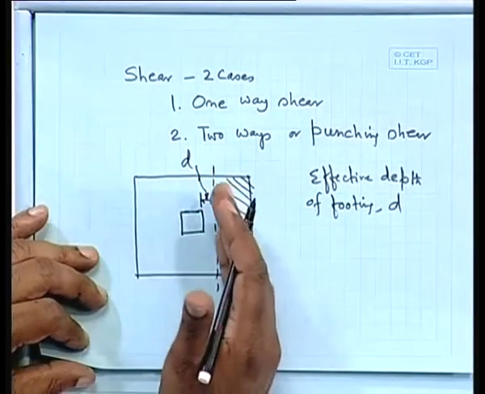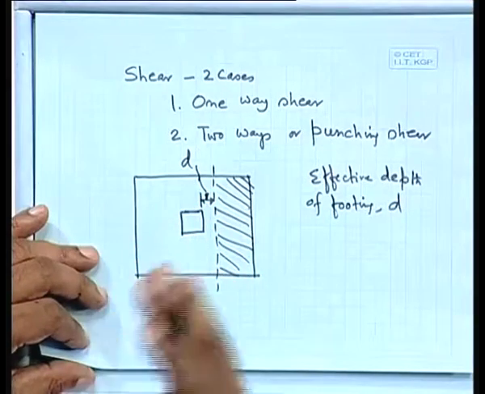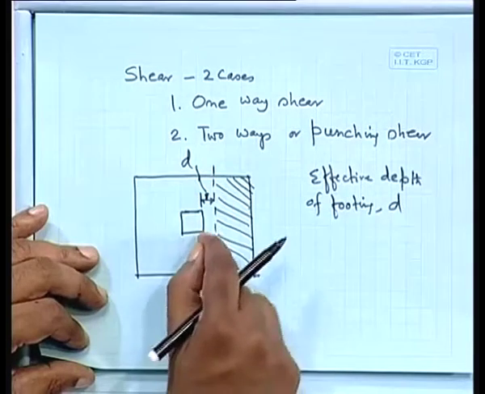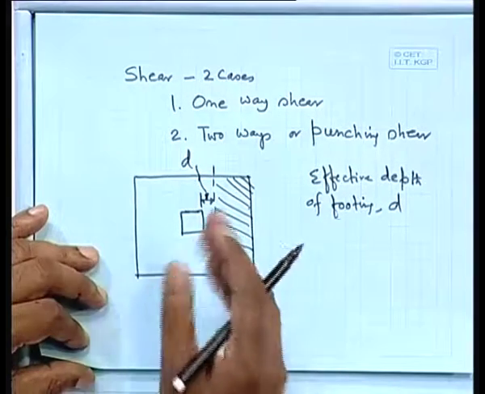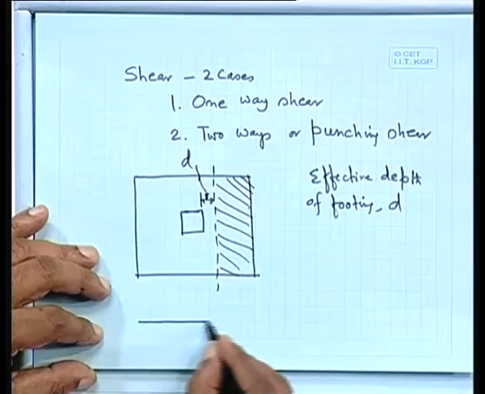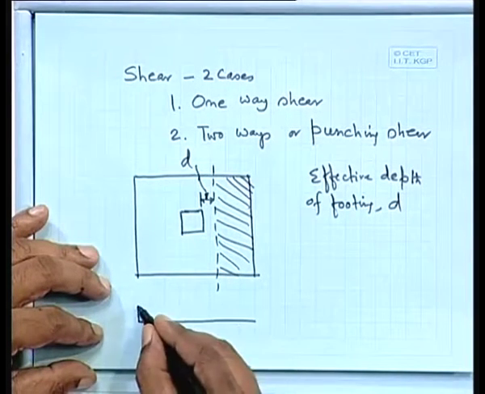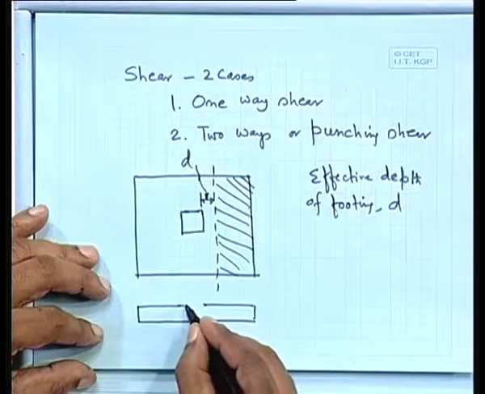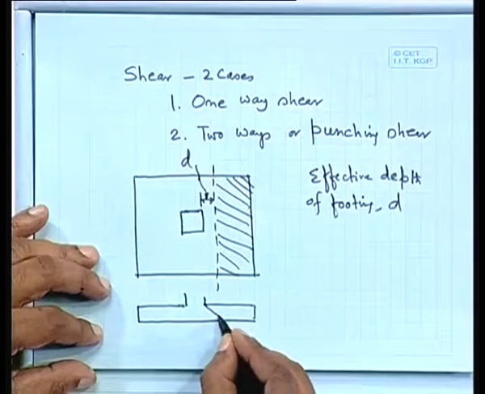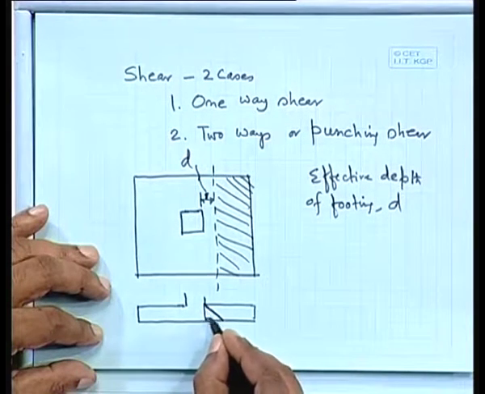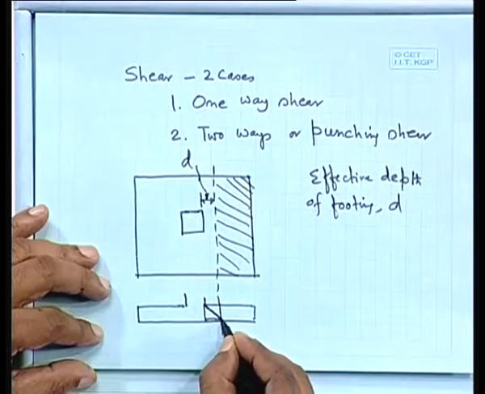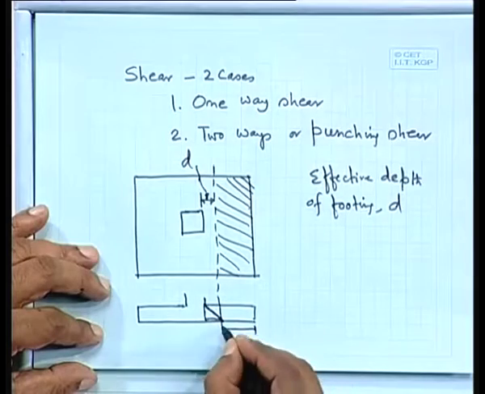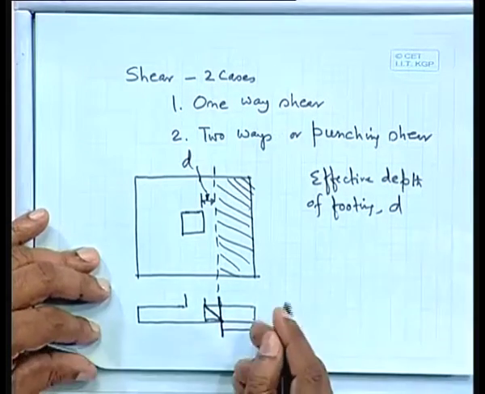That means, in other way I can say, as if we are having 45-degree dispersion of the load. So, we are going 45-degree dispersion of the load up to say D. That means we are calculating the section here. In other way I can say, as if we are going here, this is your D and this is your D. So, I am taking this section, this is 45-degree. So, this is your effective depth D. So, we are calculating here at this section, and this is called one way.